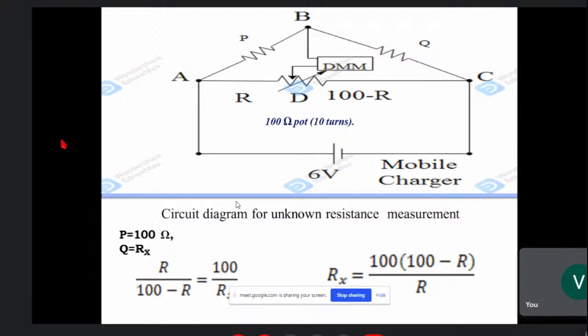But as you rotate the spindle 10 times, that actually moves the pointer from this end to that end. So you have three contact points. If you put a digital multimeter between this point and this point, it will give you the resistance of this part. And keeping this point fixed, if you take the other terminal of the digital multimeter at this point, then you measure the resistance of these two parts. If you add up these two resistances, then it will give you 100 ohm.